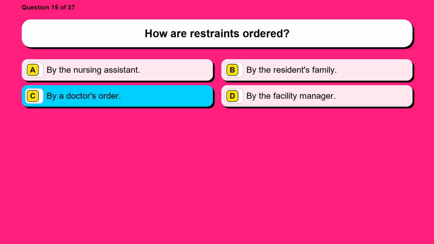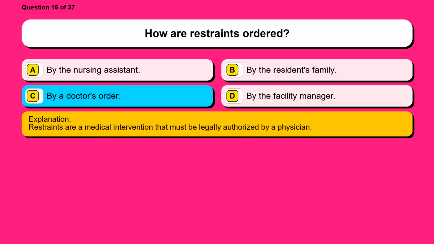The correct answer is option C, by a doctor's order. Restraints are a medical intervention that must be legally authorized by a physician.